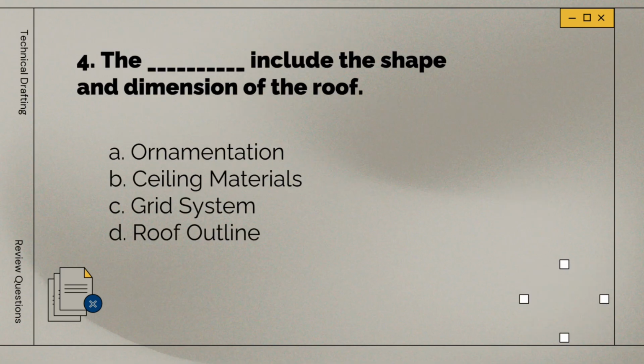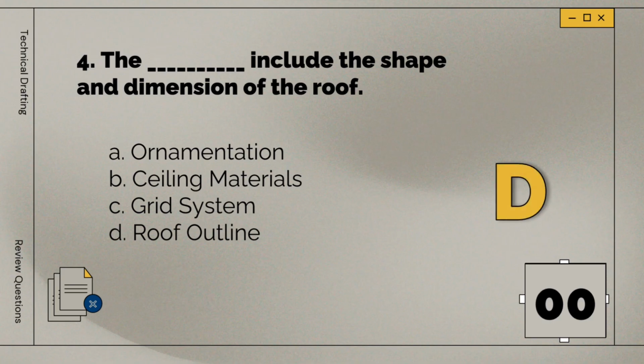Number 4. The blank include the shape and dimension of the roof. The correct answer is letter D, the roof outline.